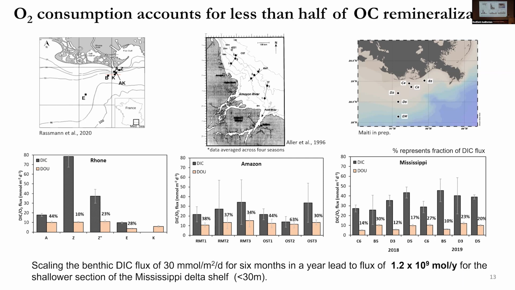And so I just did a very simple back of the envelope calculation to show how important this can be to the carbon budget. I used my favorite delta numbers, about 30 millimole of DIC per meter squared per day, took it for 6 months at the same rate. With the minimum value, we can see that just the shallower shelf in the Mississippi Delta can flux out about 1.2 times 10 to the power 9 mole of carbon per year just from benthic respiration into the overlying shelf. And so we can start adding these up for other delta systems, and it's definitely a big number.